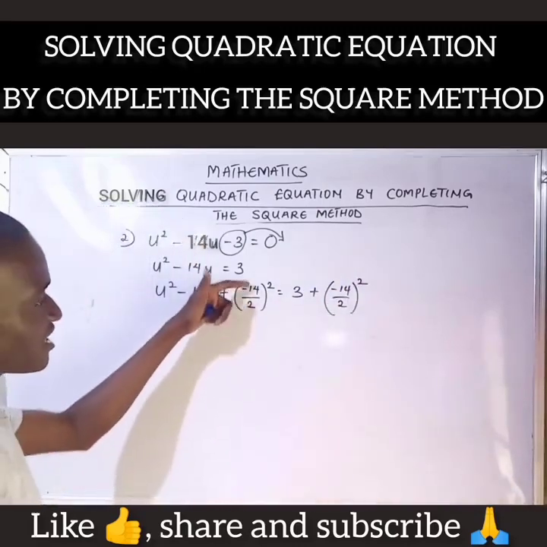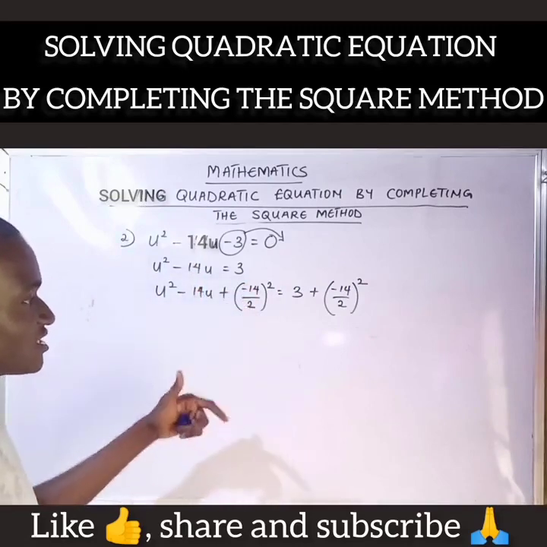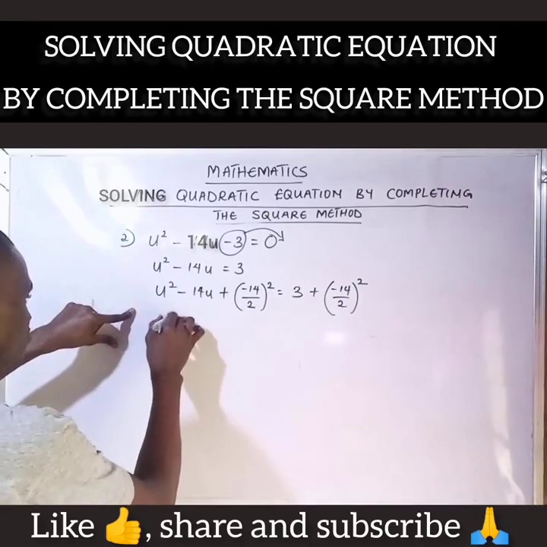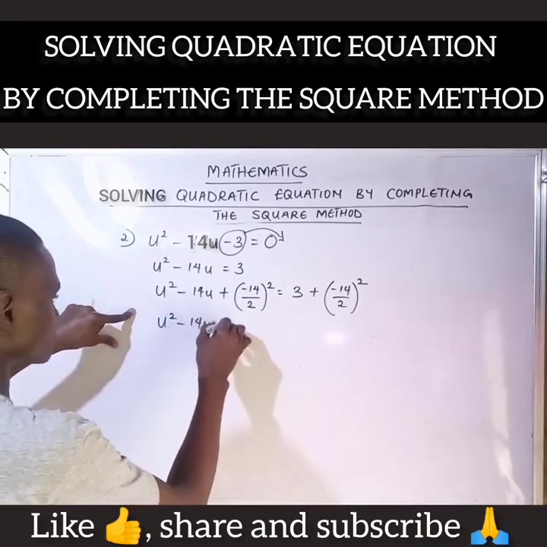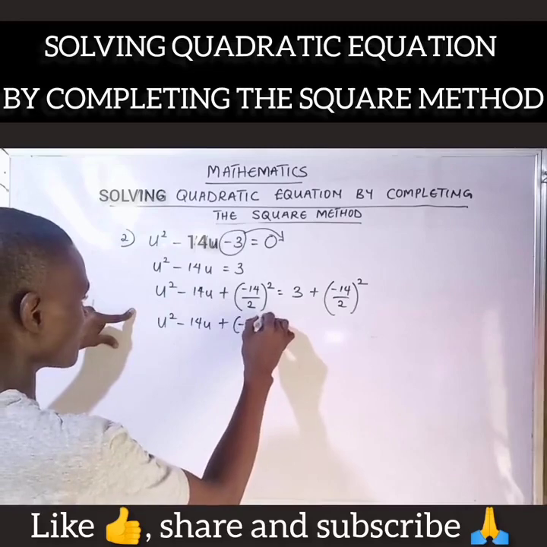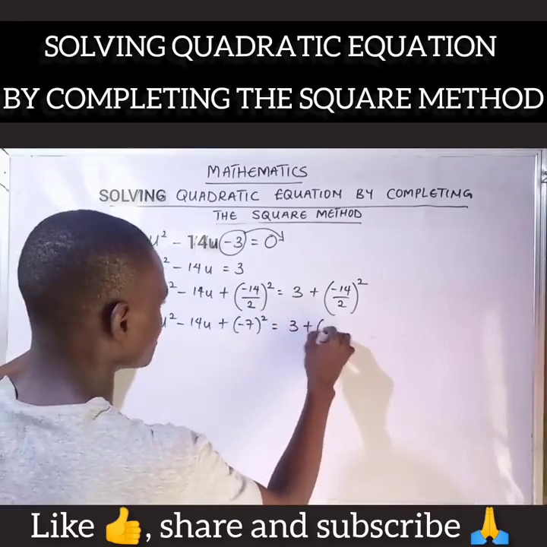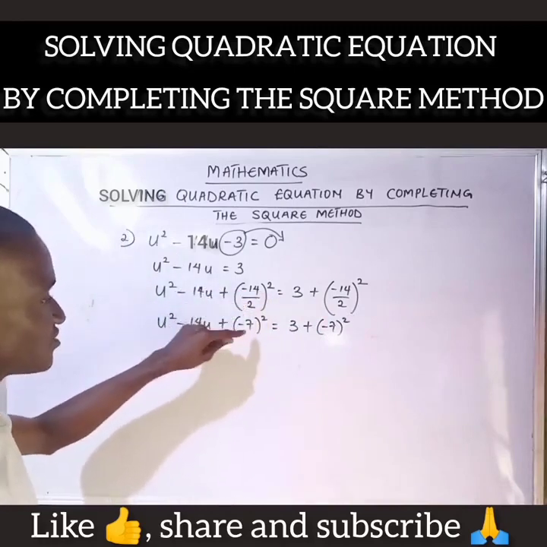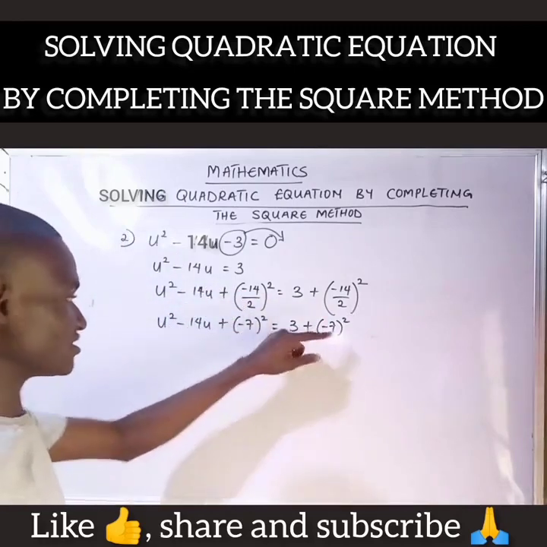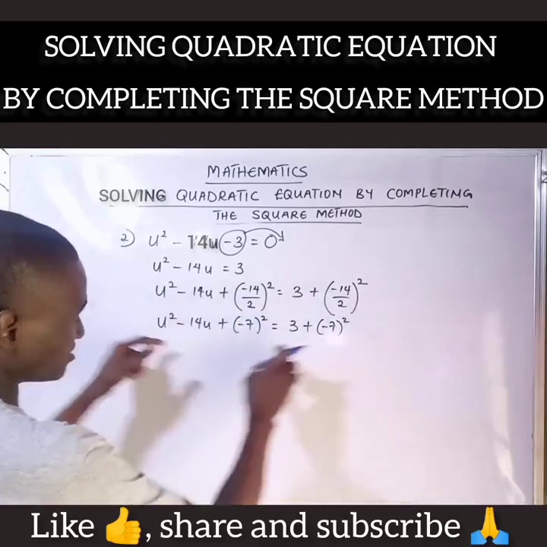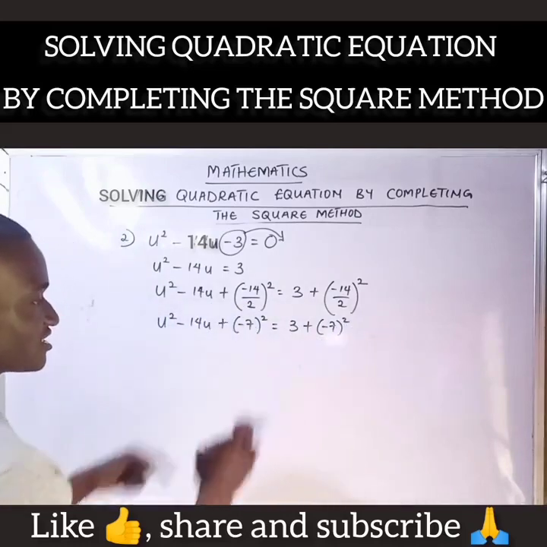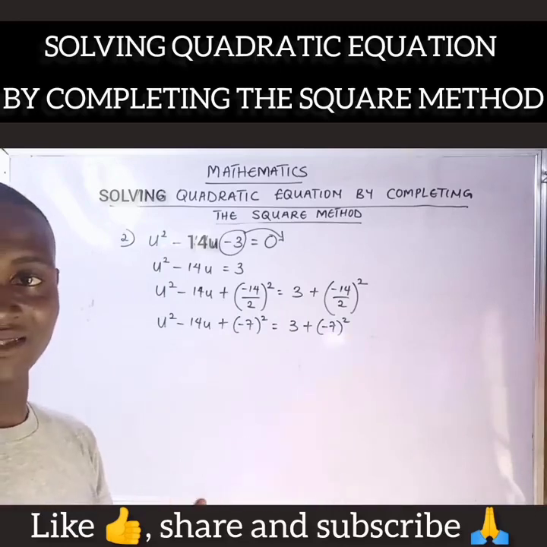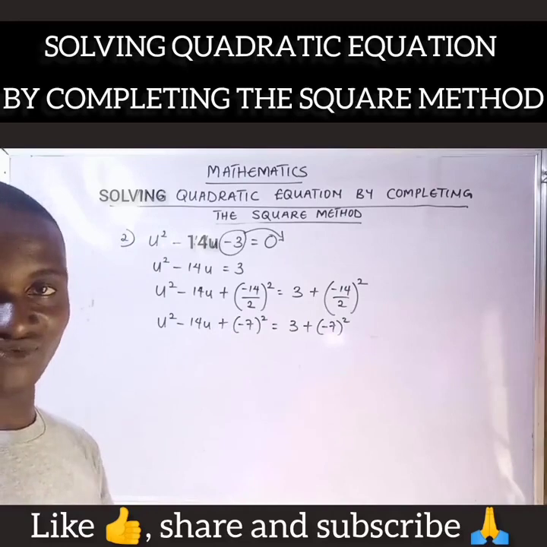Now, looking at what I have here, you see that it is possible for me to get an integer, a whole number inside this bracket. Now, I'm going to do this, u squared minus 14u plus negative 7 to the power of 2 is equal to 3 plus negative 7 to the power of 2. Because negative 14 divided by 2 is equal to negative 7. So you can see that. The reason why I could write this now is because it is a whole number, unlike the first whereby I had a decimal and I left the fraction the way it is.